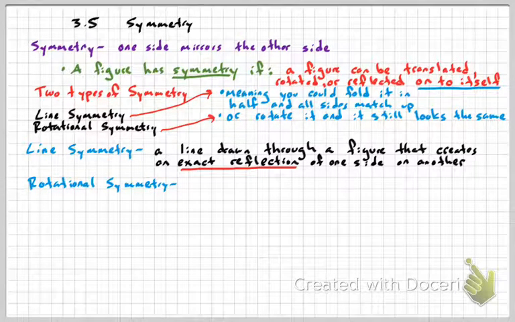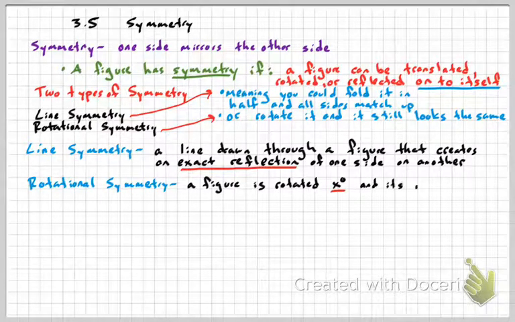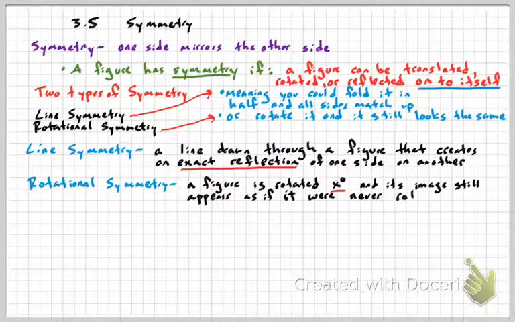On the other hand, rotational symmetry is if we actually rotate the figure. So if a figure is rotated X degrees and its image still appears as if it were never rotated. And I'm going to show you guys how that would look with a square here pretty soon. So line symmetry and rotational symmetry.